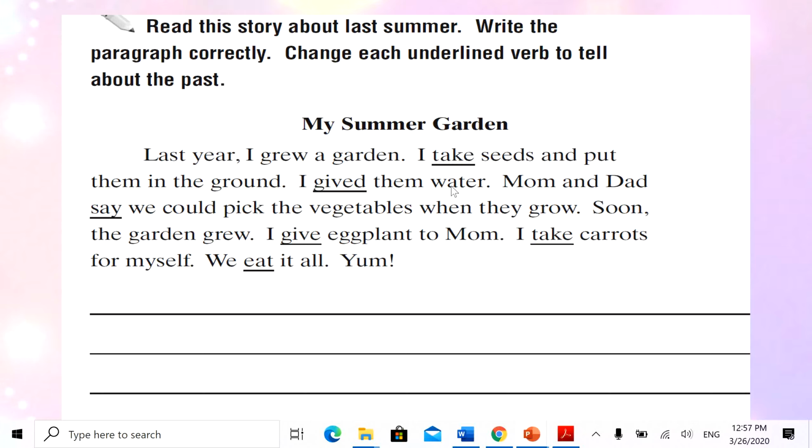I give them water. Is this the correct form? Of course not. We gotta change this to the correct past form. Mom and Dad say we could pick the vegetables when they grow. What's the past of say? Write it above it, please.